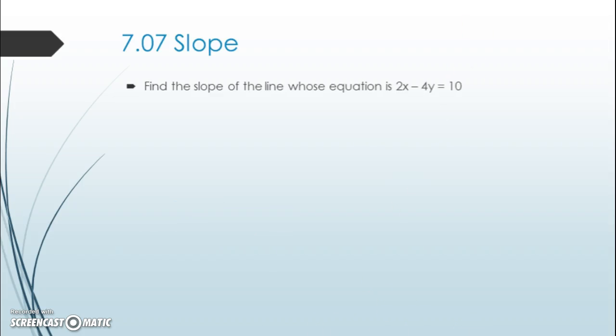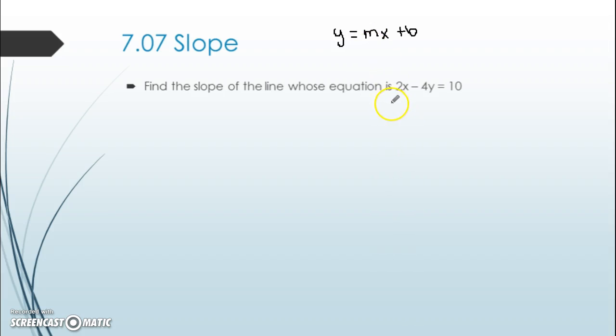So if you remember, slope refers to the steepness of a line, and when looking at a graph you can think of it as the rise over the run. And if we want to find the slope of a line whose equation is 2x minus 4y equals 10, we can actually use our slope-intercept equation, which is y equals mx plus b. And m in this equation is our slope. So we want to be able to rearrange this equation so we can see what number is with m.